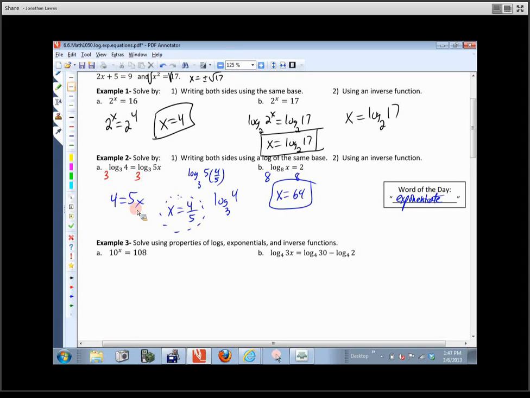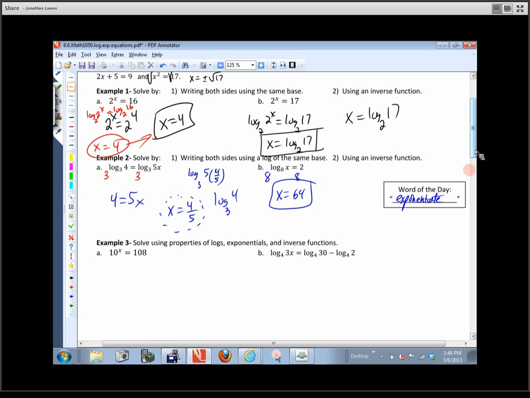Any questions? Sure? Okay. I can do the same thing on this one, the equivalent. I could do log base 2 of 2 to the x equals log base 2 of 16. These undo each other. I get an x over here. And what's log base 2 of 16? It's a 4. So I get the same answer that way. Okay, so that's called exponentiating.